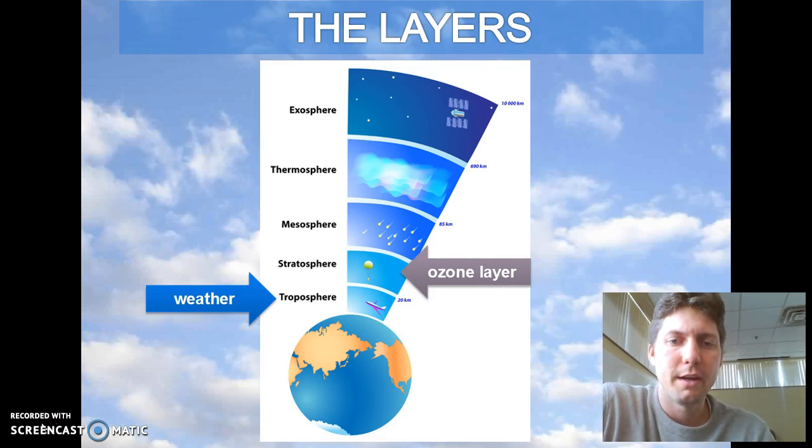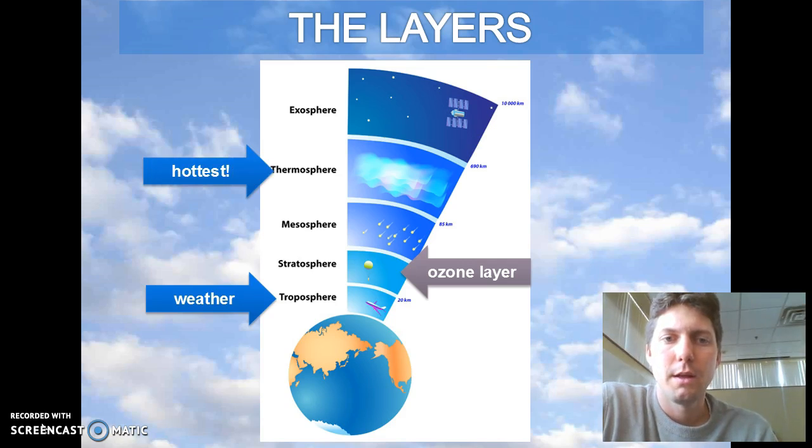The stratosphere is the next layer up, where the ozone layer is located. I'll talk about the ozone layer in just a minute. The thermosphere is the hottest layer. When we look at that root word therm means heat or temperature, and so this is the layer that absorbs the most radiation from the sun, and those particles end up moving the fastest, which makes it the hottest layer.